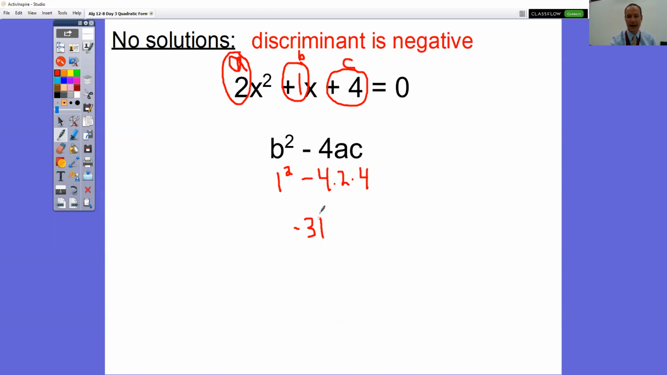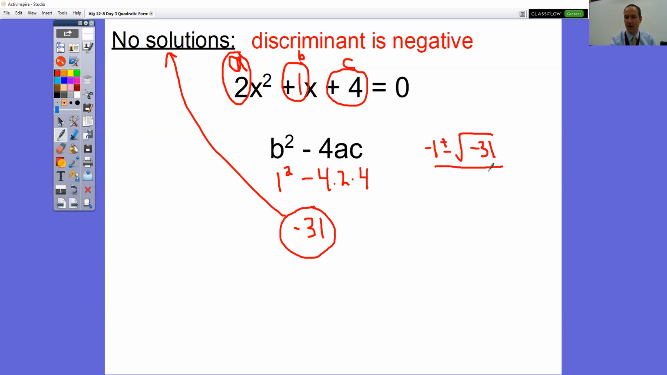Negative 31 is a negative number. So that has to be no solution. Why it has to be no solution is because when we go to fill it into the actual quadratic formula, you end up with that negative 31 underneath the square root symbol. All right. So because that negative 31, you can't take the square root of a negative number. That's an imaginary number. So therefore, it has to be no solution. You can't solve it any farther. You can't go any farther than that because you can't take the square root of a negative number. So that is no solution.